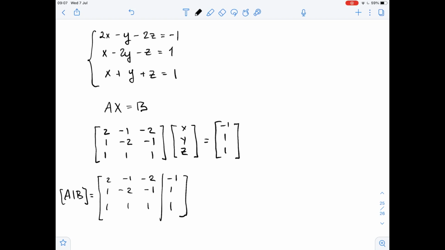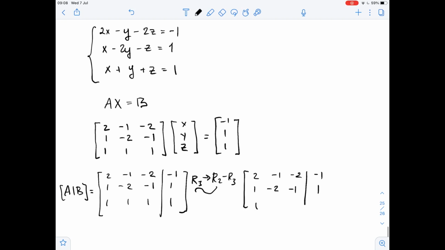So our first step is to subtract the third row from the second row. So row 3 becomes row 2 minus row 3. And we get, so the first row stays the same. The second row stays the same, but the third row becomes 0, -3, -2, 0.